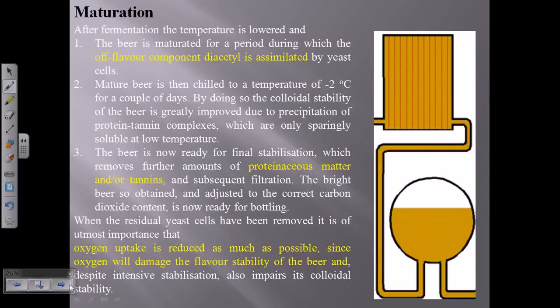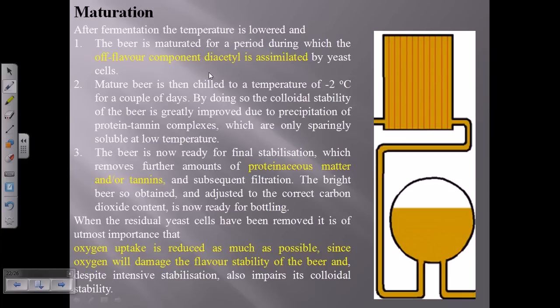Okay. Now let's talk about maturation. After the fermentation is done properly, we need a maturation stage, because in the maturation stage we have some important features. What are they? The beer is matured for a period during which off-flavor components like diacetyl are assimilated by the yeast cells. So these off-flavor components are gotten rid of at this particular time.